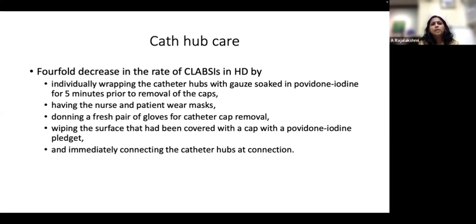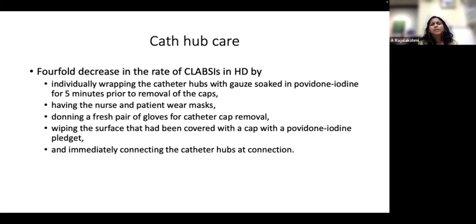Having both nurse and patient wear a mask when you access the port, and donning a fresh pair of gloves for each catheter cap removal, because it is a sterile procedure that you have to access the cap as well as the port. Wiping the surface that had been covered with the cap with a povidone iodine pledget, and immediately connecting the catheter hubs to the connection without leaving it free or open, dangling.